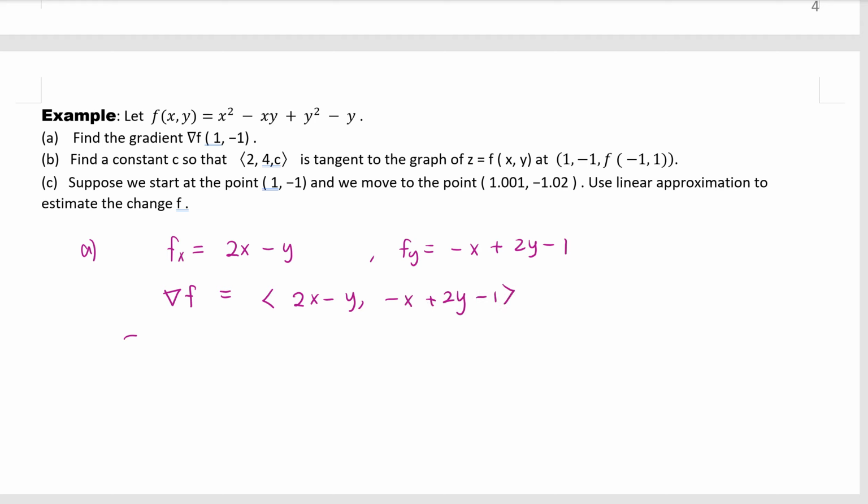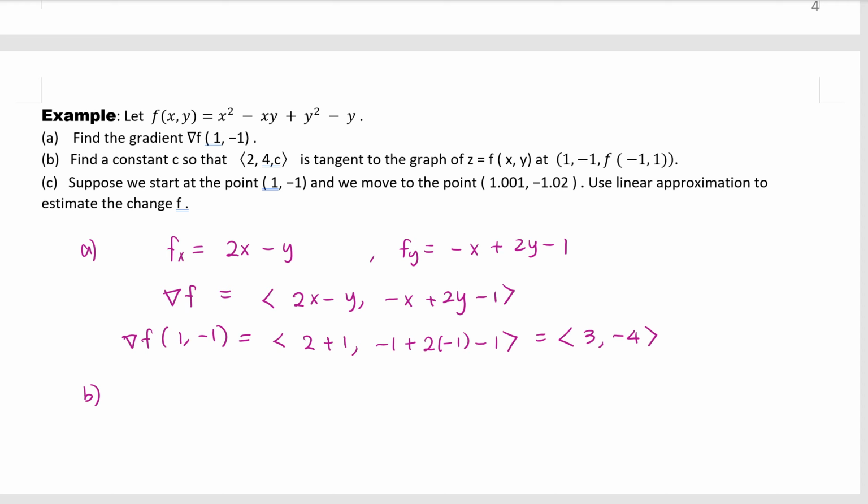When we evaluate at (1, minus 1), we get 2 times 1 is 2, minus minus 1, so plus 1, which is 3. Then minus 1 plus 2 times minus 1 minus 1, which gives minus 4. So far, so good, everybody.